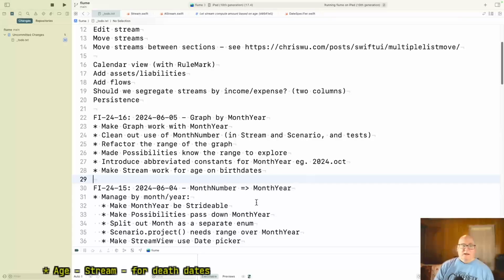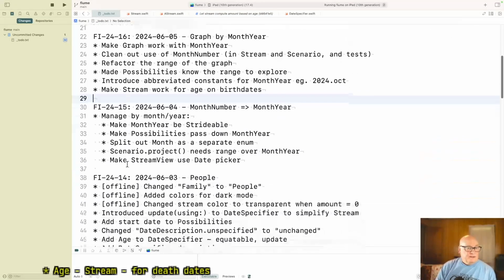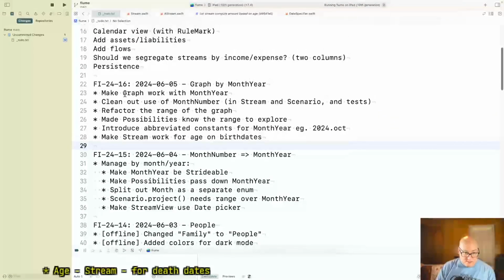All right. Well, I think that was pretty good. A lot of time refactoring today, more than I wanted, but the result is our graph works. We got rid of month number. We have this nicer constant form, and we started working on age. So yeah, that's good.